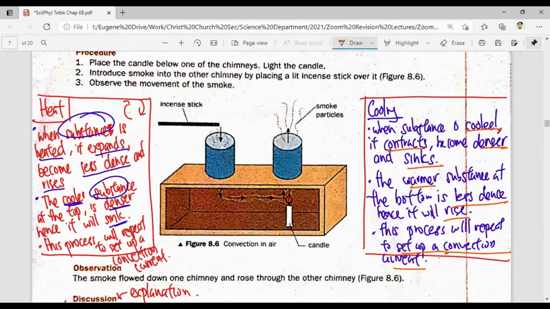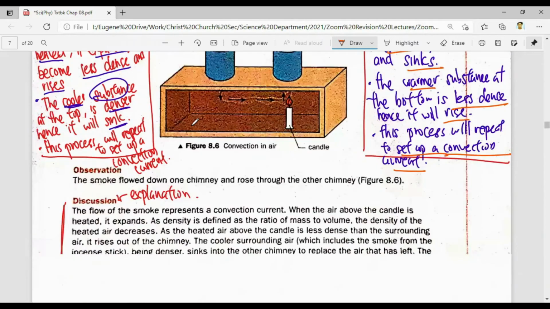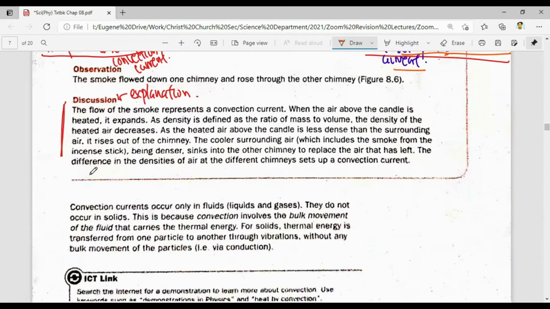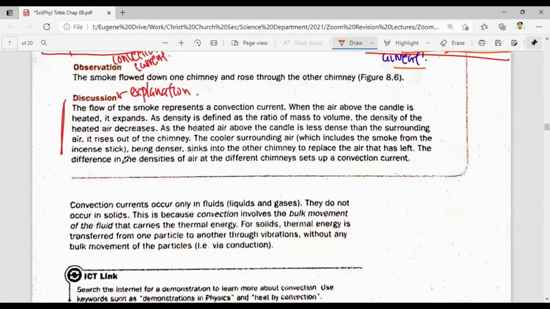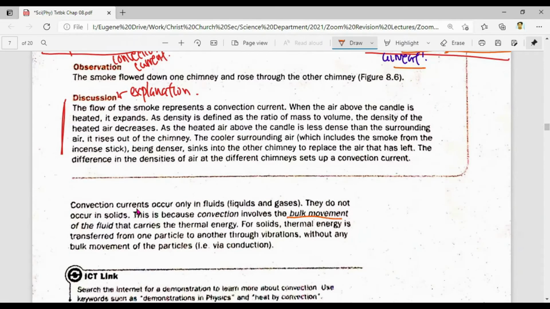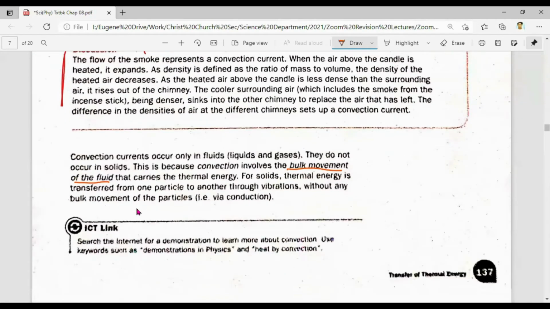And you can see this pattern of explanation in all these parts over here. So as I mentioned, which is seen over here, convection only occurs in fluids. They do not occur in solids. Key idea, because there is a bulk movement of the fluid. Solids, you don't have that kind of movement. The particles can't move from their fixed positions.